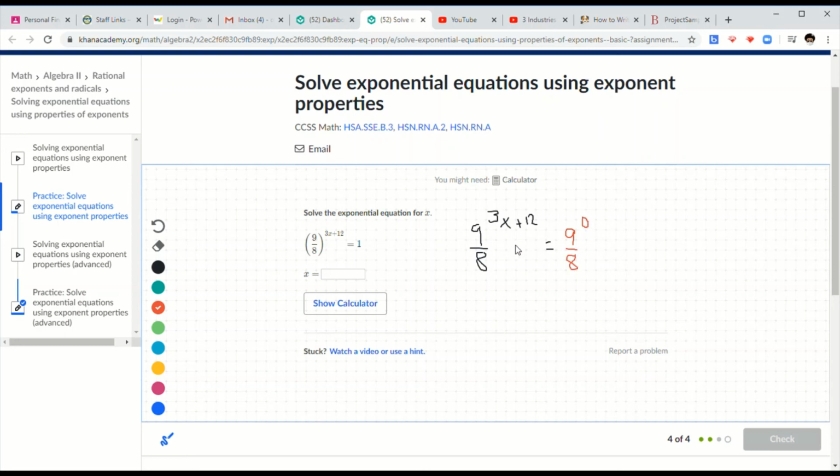So now we have the same base. We're going to apply the log trick. If you don't know the log trick, you got to watch the other videos. But we're doing log base 9/8 over here, log base 9/8 over here. These guys cancel out. And so then we're just left with 3x plus 12 is equal to 0. And then you guys should be able to get that from there.